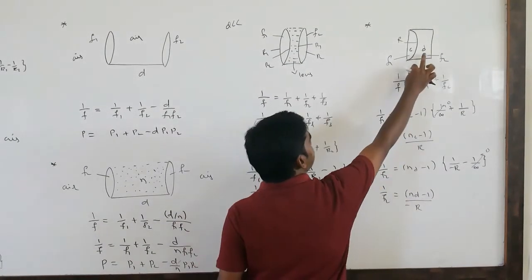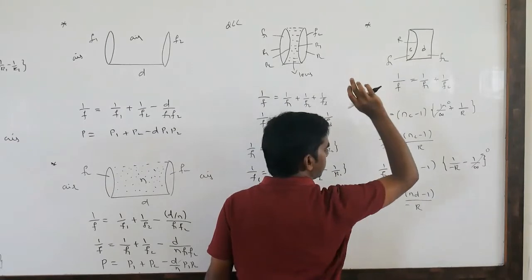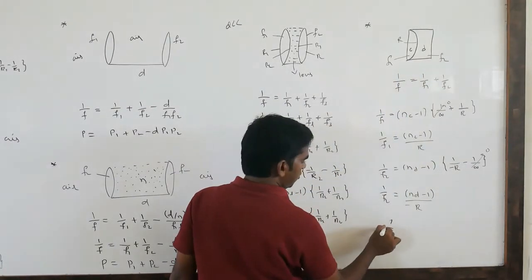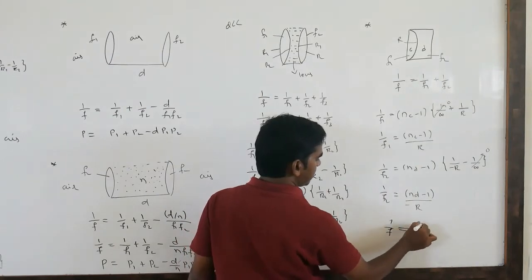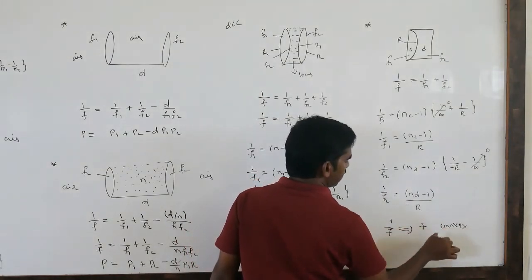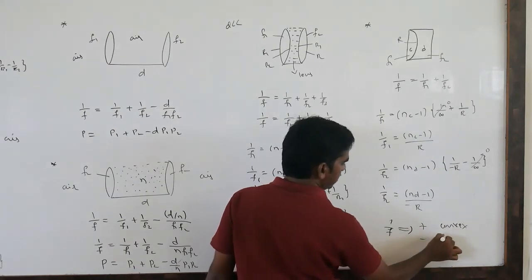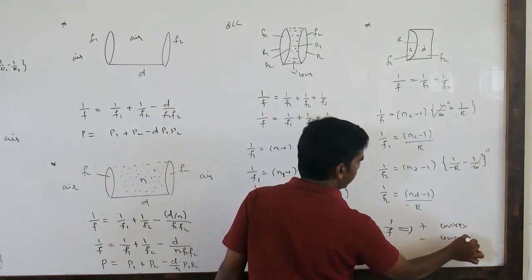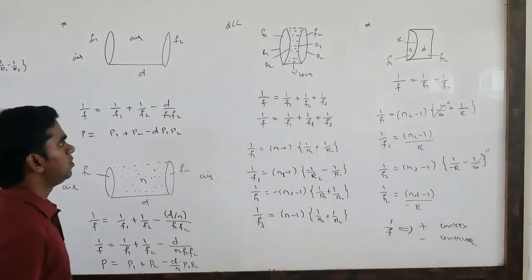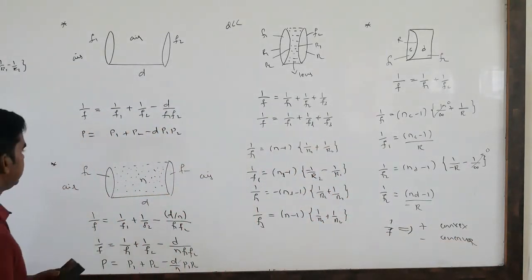So one is acting as concave and one is acting as convex. So if you find the equivalent focal length, if it is coming positive, the system acts as a convex. If it is coming negative, the system acts as a concave. Okay. So this is how we can make use of this combination of lenses.